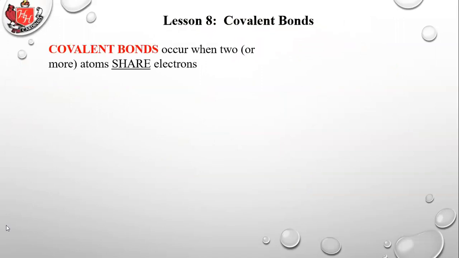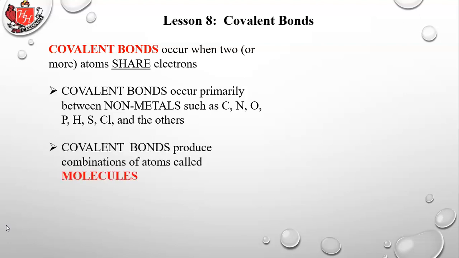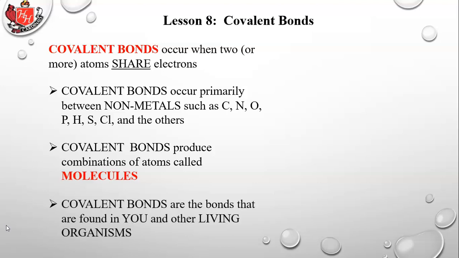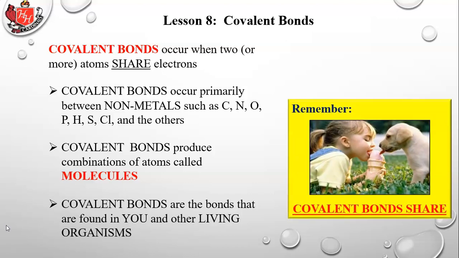So, covalent bonds occur when two or more atoms share electrons. Covalent bonds occur primarily between non-metals such as carbon, nitrogen, oxygen, phosphorus, hydrogen, sulfur, and chlorine. Covalent bonds produce combinations of atoms called molecules. And covalent bonds are the bonds that are found in you and other living organisms. So remember, covalent bonds share electrons, valence electrons.